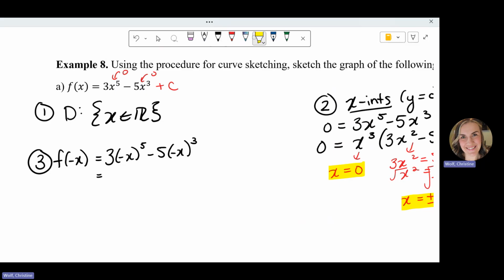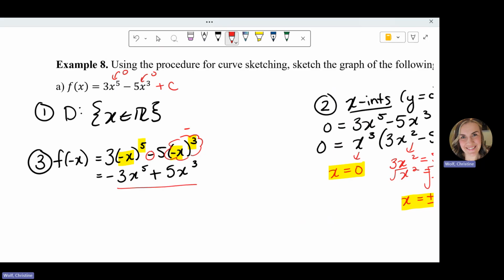So if I have a negative x to the power of 5, it will remain negative, right? So this whole term will end up being negative 3x to the 5. Then if I take a negative x and I cube it, if I cube a negative, it remains negative. So the result of this, just like the other one, is negative. And then when it pairs up with that negative already in front of the 5, it would actually end up being positive x cubed. So this is the result we get.